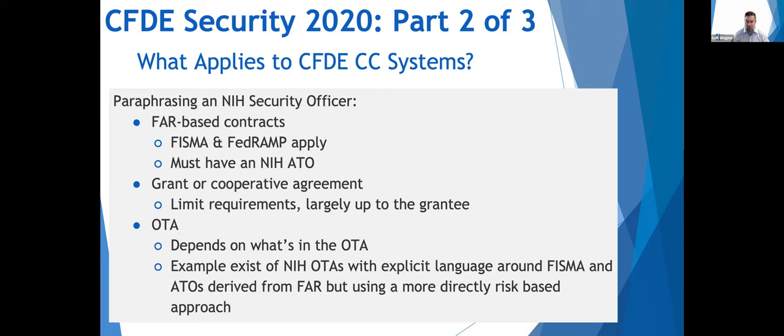In fact, NCI, the National Cancer Institute, you can find documentation online that they provide for going through an ATO process with them, where they give you templates and they'll actually do some of the reviews because they have a lot of experience with that. If it's a grant or a cooperative agreement, the requirements from the NIH side are much more limited, and it's expected that the grantee meets the risk management needs for their project.